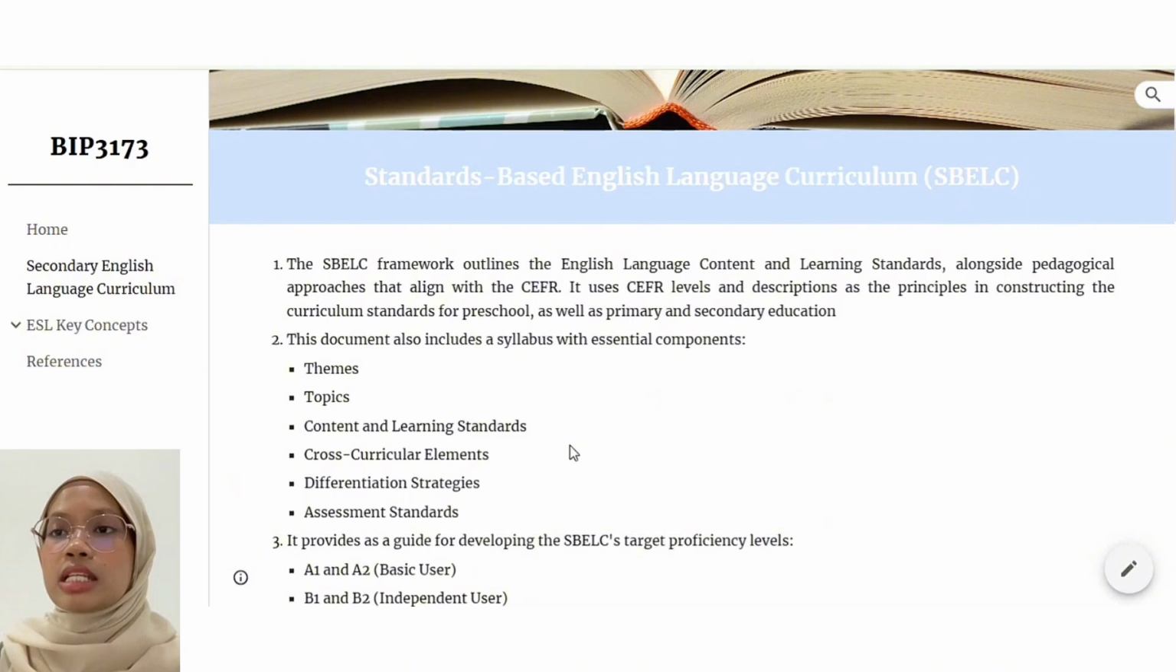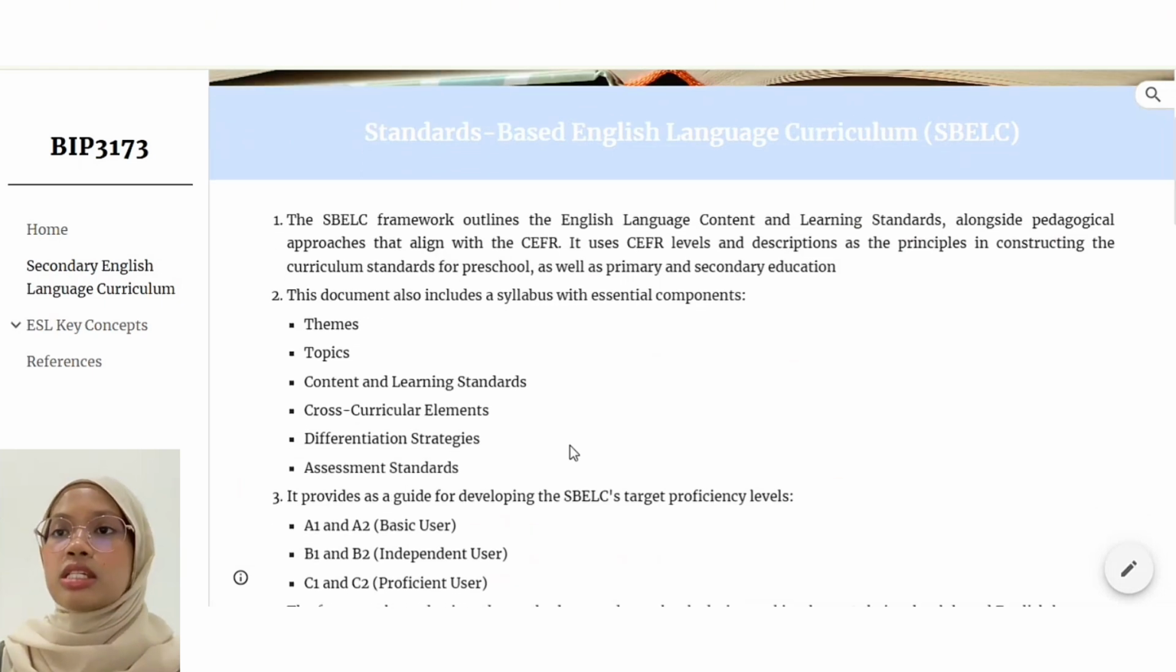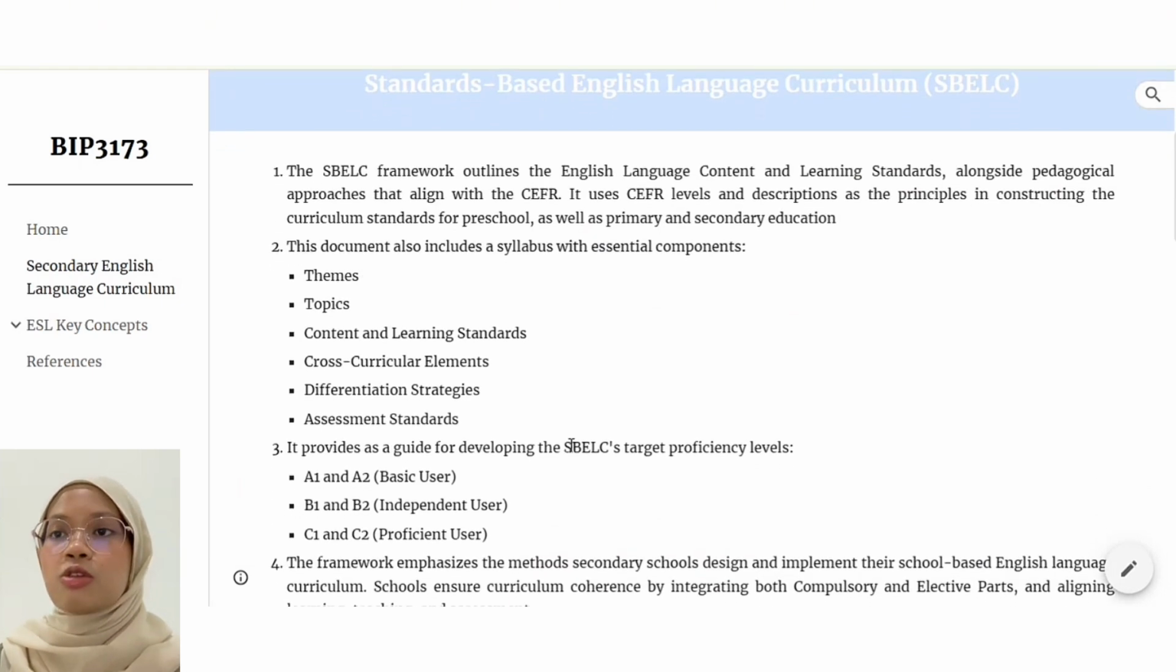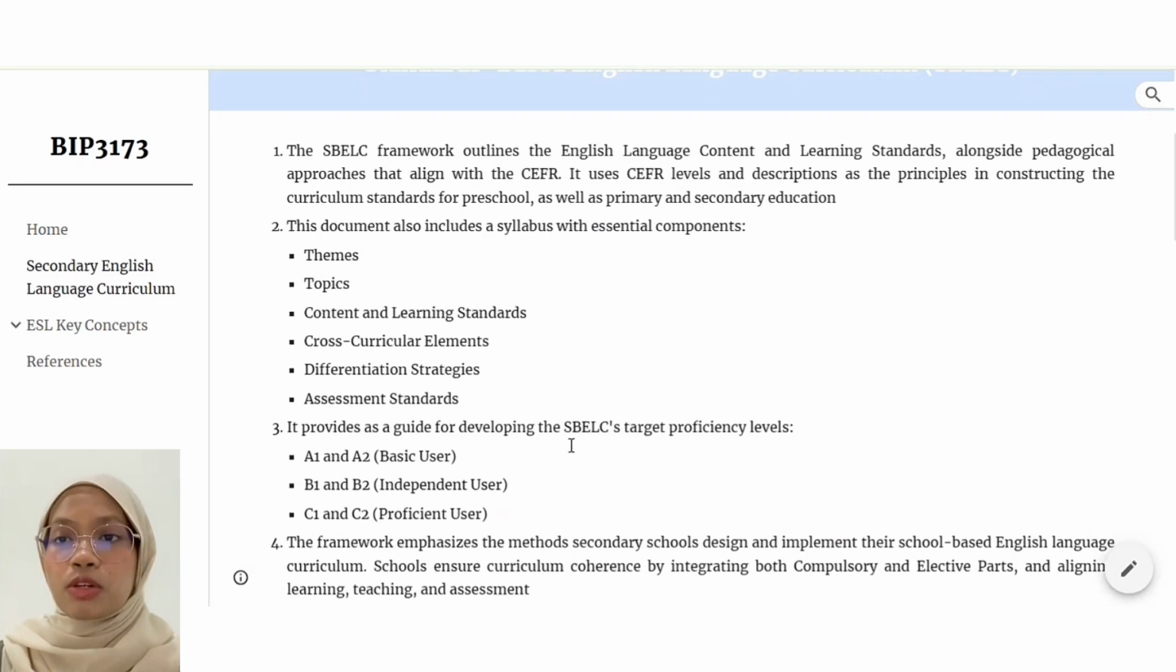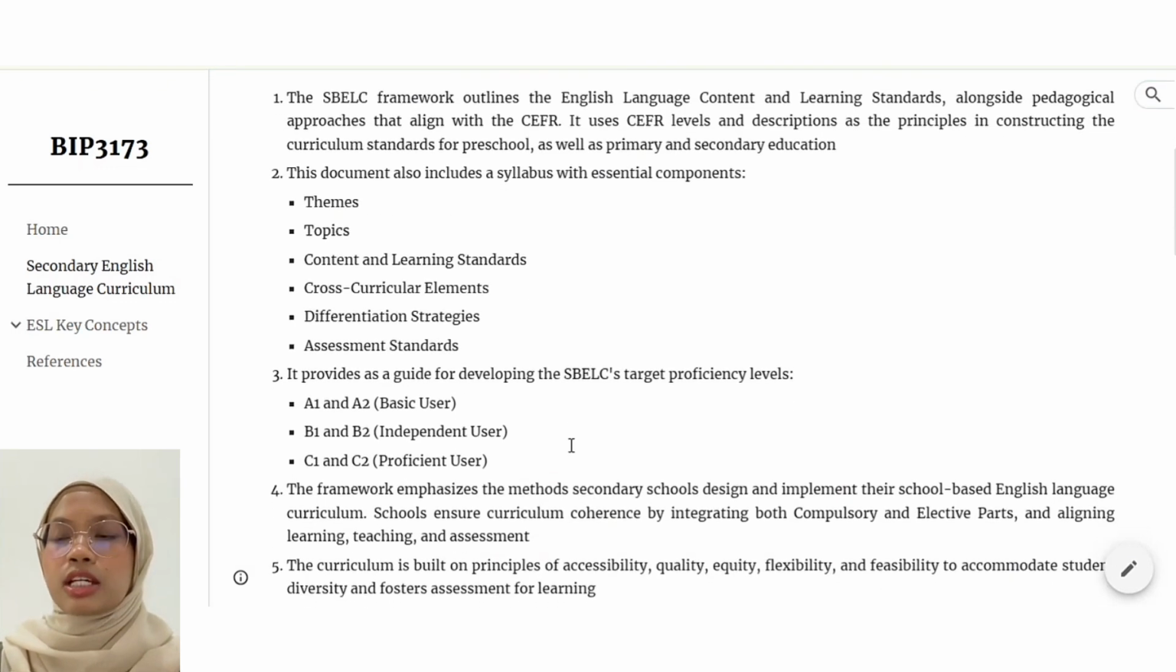This framework outlines the English language content and learning standards alongside pedagogical approaches that align with the CEFR. It uses CEFR levels and descriptions as the principles in constructing the curriculum standards for preschool, primary, as well as secondary education. In the same document, they also provide a syllabus with essential components, which are the themes, topics, content and learning standards, cross-curricular elements, differentiation strategies, as well as assessment standards. It also provides a guide for developing SBELC's target proficiency levels.